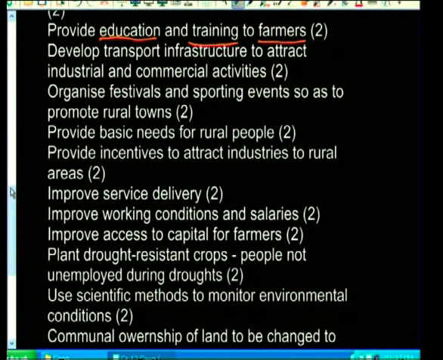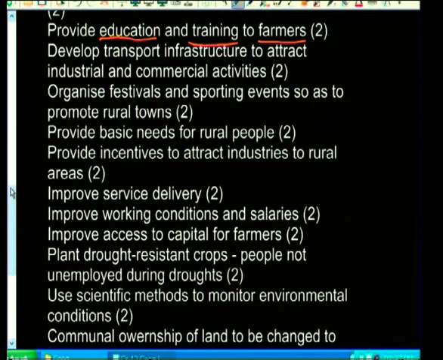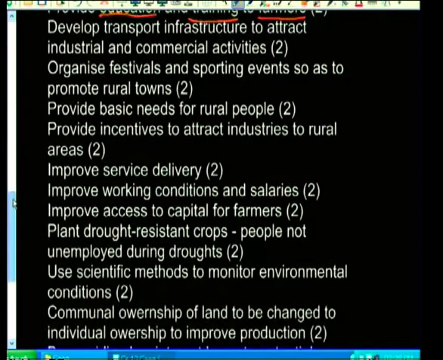Our next point, develop transport infrastructure to attract industrial and commercial activities. If you think about why industrial areas are located close to the central business district, it is because they have access to the transport networks. So if the transport infrastructure was developed further, these companies, especially heavy industrial ones, need a large piece of land, which is often located in our rural areas. Organize festivals and sporting events so as to promote rural towns. So have some sort of function going on in that area and encourage the people to go to that place.